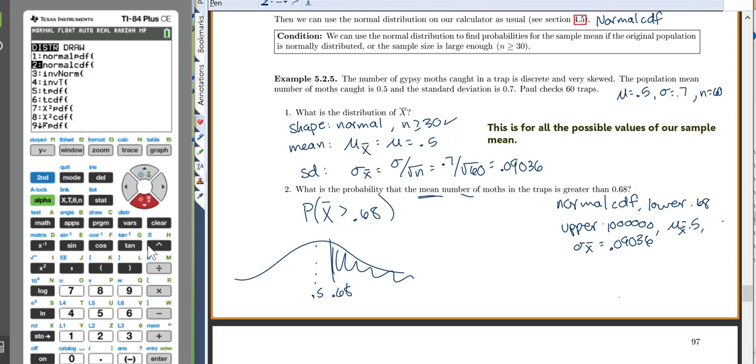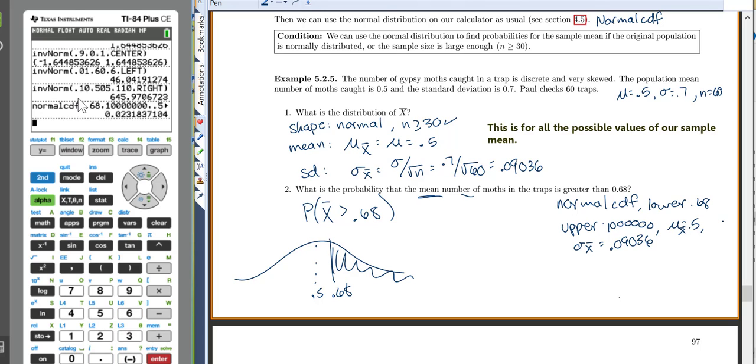So let's go to my distribution. I have a normal CDF. My lower bound is supposed to be 0.68. I want my upper bound to be about a million or so. My mean is 0.5. My standard deviation is 0.09036. And this gives me 0.02318. So that's about the probability of getting an average of greater than 0.68.